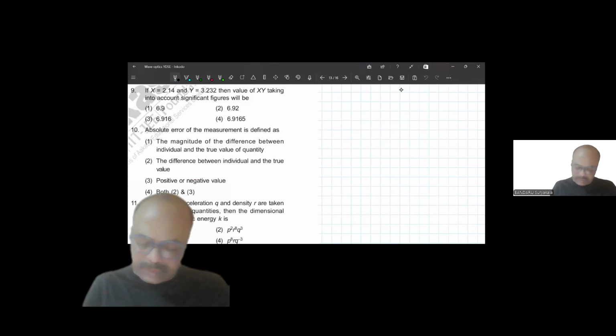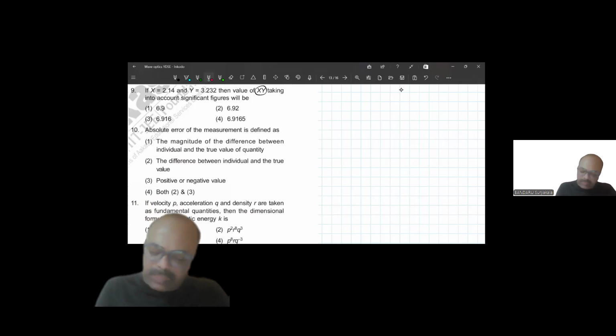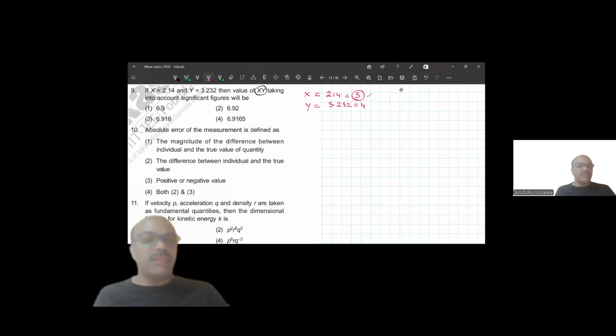So the ninth one, if you see x into y, we know significant figures while doing the product or division. We have to check the answer should have the lesser of the two significant figures. Here x has 3 significant figures and y, 232, has 4. So the answer should have only 3 significant figures. Then if you use the technique here, this has more, so this is wrong, and this is wrong. So the answer is option 2 only.